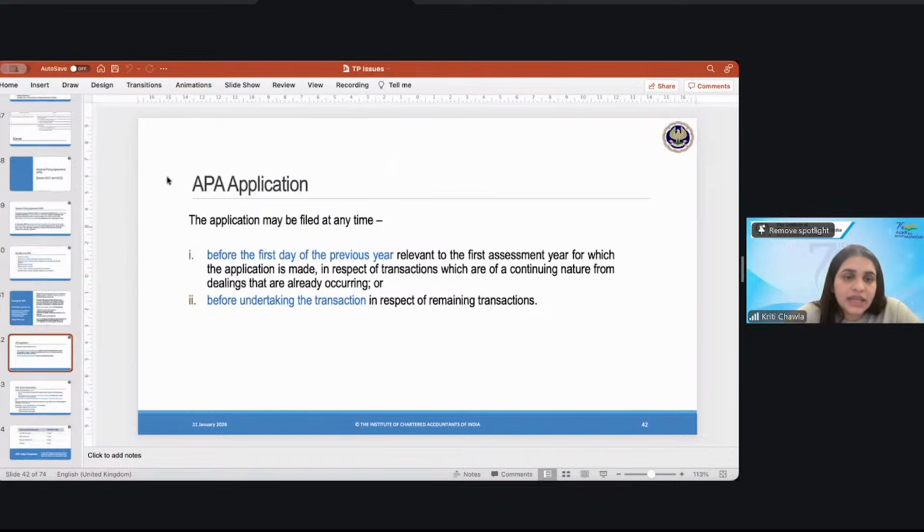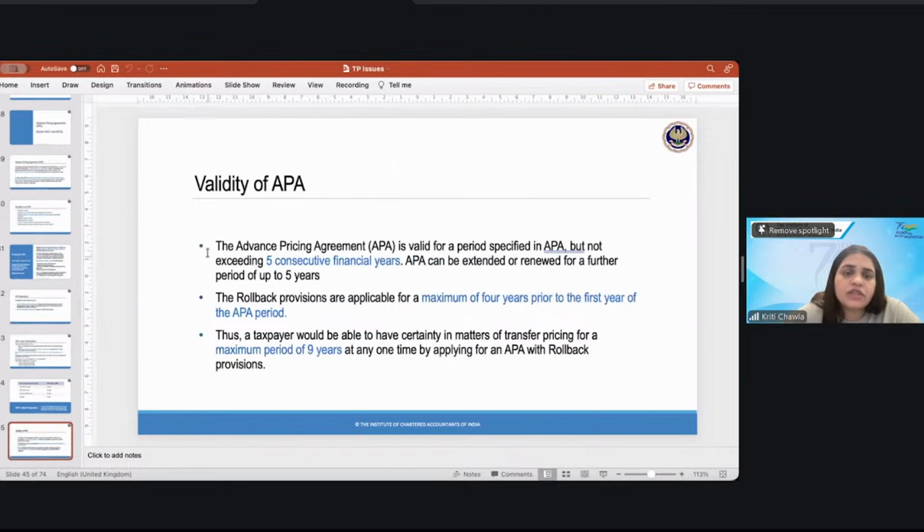When it comes to an APA, we'll discuss when it is actually filed, but I wanted to first talk about the validity of an APA. You can take it for a maximum period of 5 years at one go. When you apply for an APA, you can get it for consecutive 5 financial years, and then you can extend it for a further period of 5 years also, but at a stretch you get it for 5 years. Obviously you can get it for less also, but the maximum is 5 years.